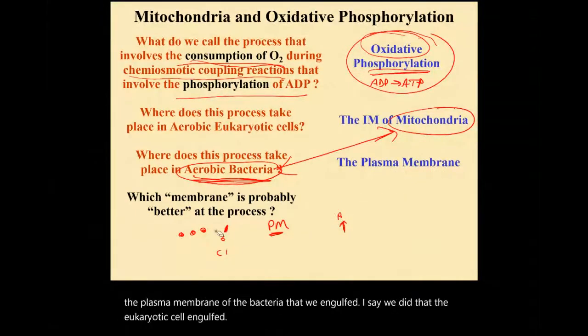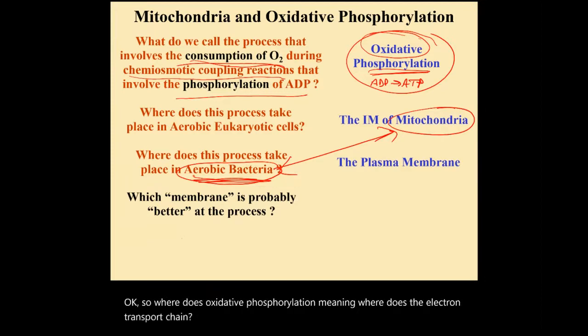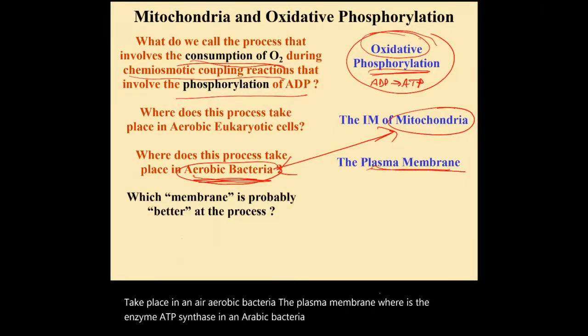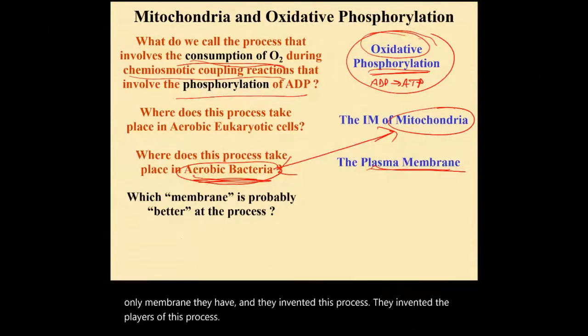Okay, so where does oxidative phosphorylation, meaning where does the electron transport chain take place in an aerobic bacteria? The plasma membrane. Where is the enzyme ATP synthase in an aerobic bacteria? The plasma membrane, because that's the only membrane they have. And they invented this process. They invented the players of this process. Okay, you got it? All right.